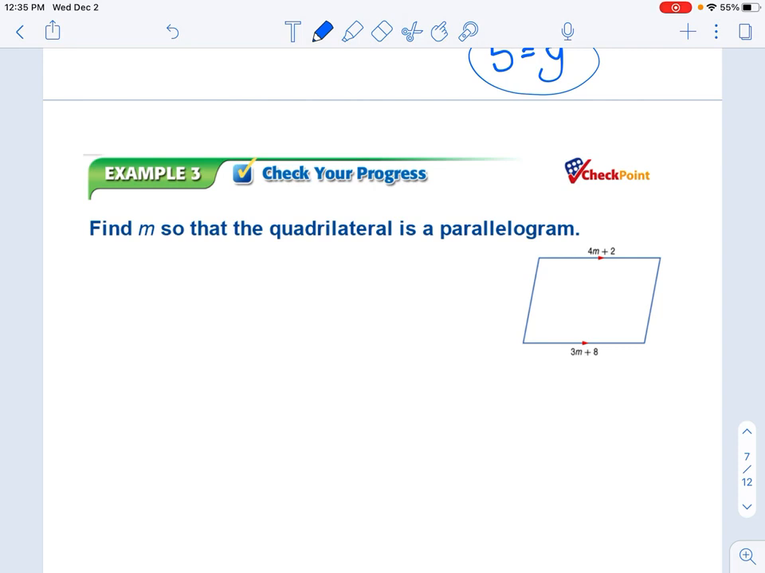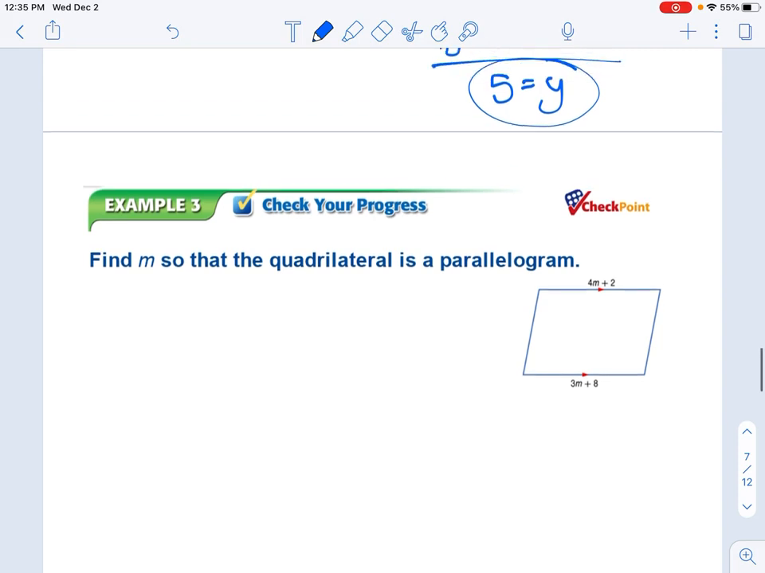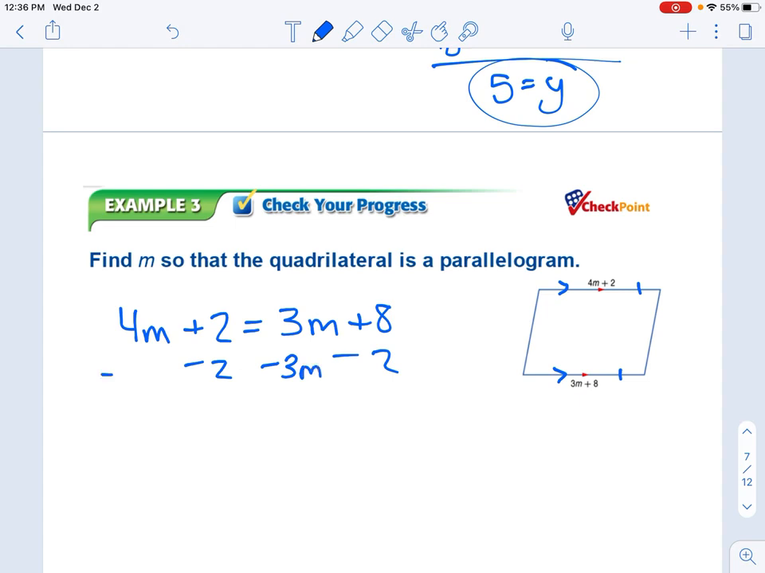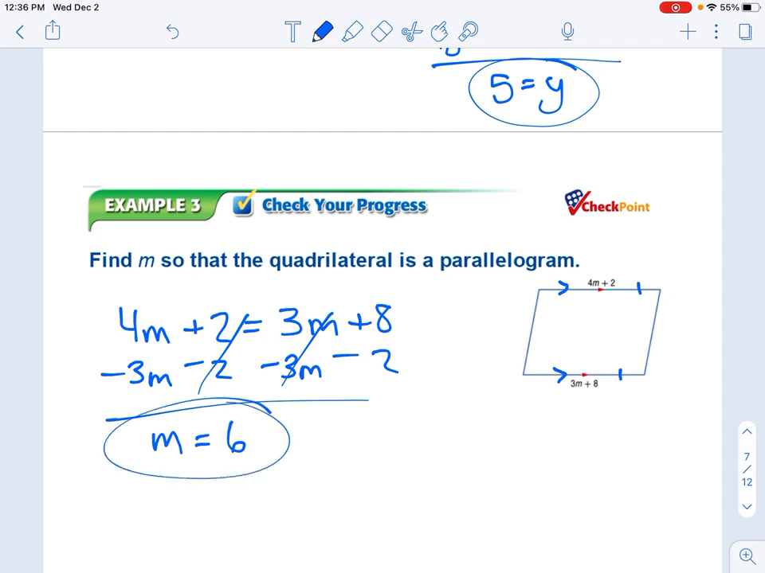Similar thing here, find m so that the quadrilateral is a parallelogram. Once again, because these are already parallel, these sides also need to be congruent, and then it will be a parallelogram. So we have 4m plus 2 equals 3m plus 8. And solve. So m will equal 6.